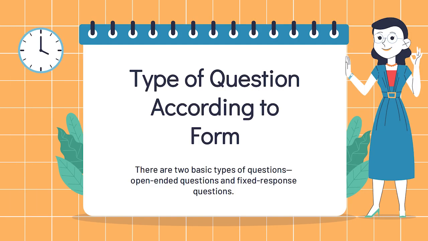Type of question according to form. There are two basic types of questions, open-ended questions and fixed-response questions. The researcher must decide which response format will be the easiest for the respondent while still producing adequate, definite, and uniform answers. Whenever possible, it is recommended that consistent response formats be employed.